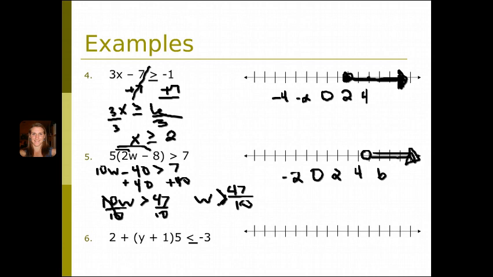And our last example, again, we distribute. However, our distributing problem is a little bit backwards. No big deal. So we have 2 plus 5y plus 5 is greater than or equal to -3.